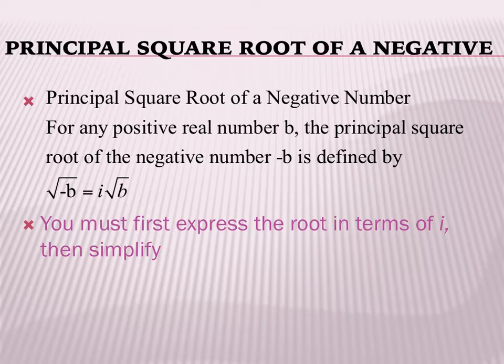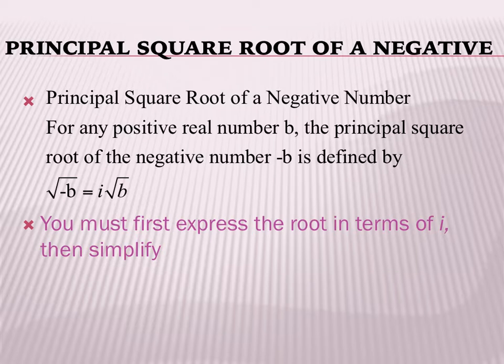All right, so the principal square root of a negative says that for any positive real number b, the principal square root of the negative number negative b is defined by the square root of negative b equals i square root b. We have already done this. We have already said that if there's a negative underneath the square root, we pull it out with the i. That's all this says, okay?